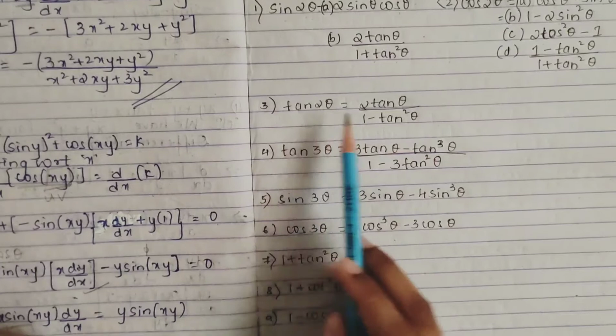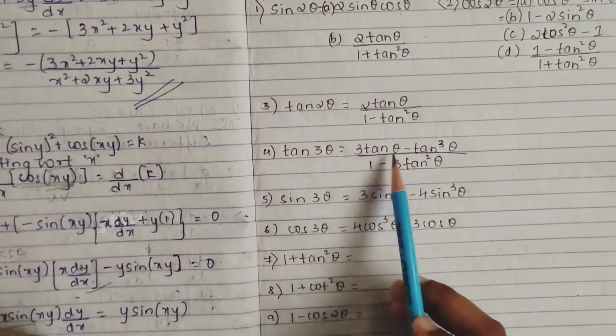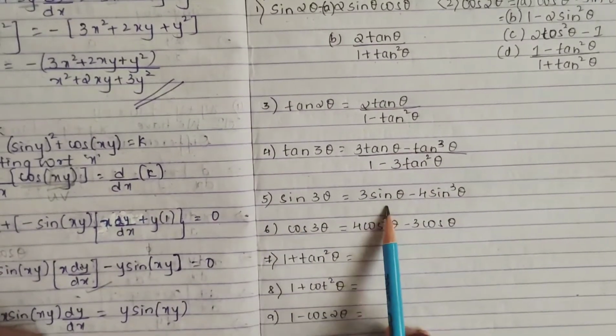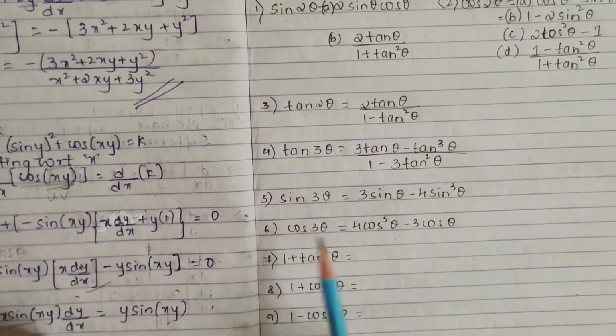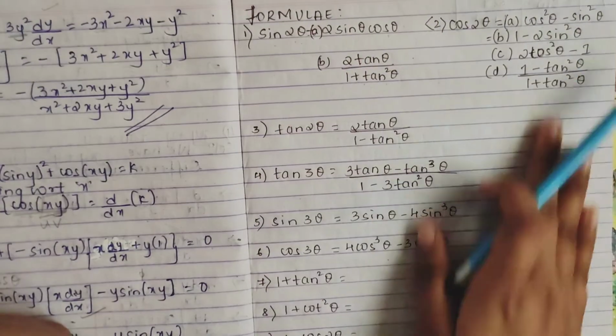Then you have tan 2 theta. It is 2 tan theta by 1 minus tan square theta. Tan 3 theta, 3 tan theta minus tan cube theta by 1 minus 3 tan square theta. Sin 3 theta, which is 3 sin theta minus 4 sin cube theta. Cos 3 theta, which is 4 cos cube theta minus 3 cos theta. So write down these formulas because it is important.